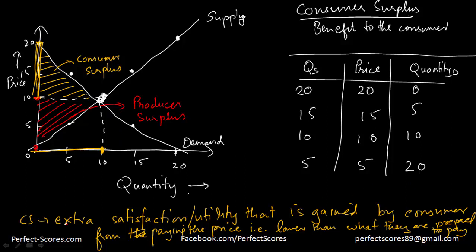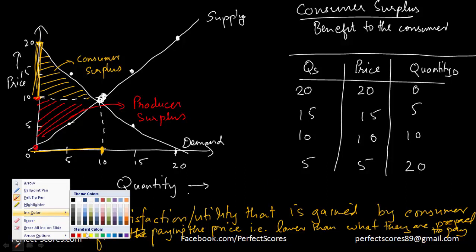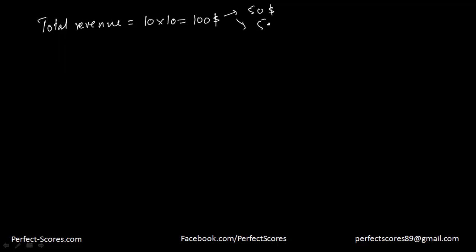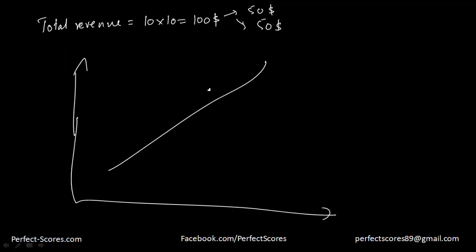And if I talk about the total revenue generated by selling at 10 and buying at 10, it would actually be $100, right? So out of these $100, $50 is the consumer surplus and $50 is the producer surplus. Because if you look at the curve, this is how the curve is.